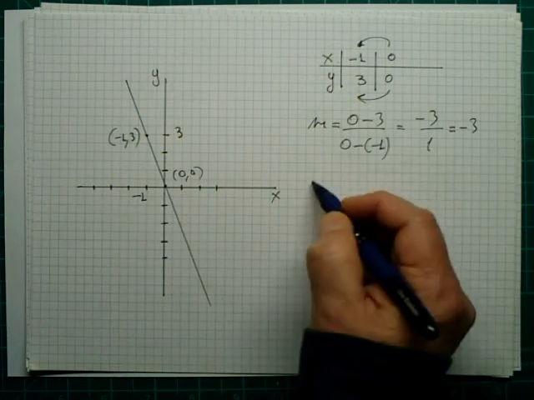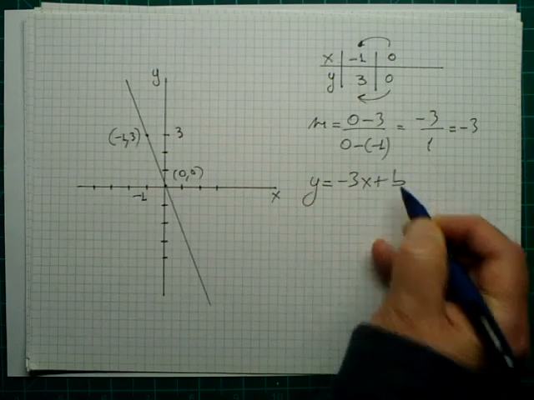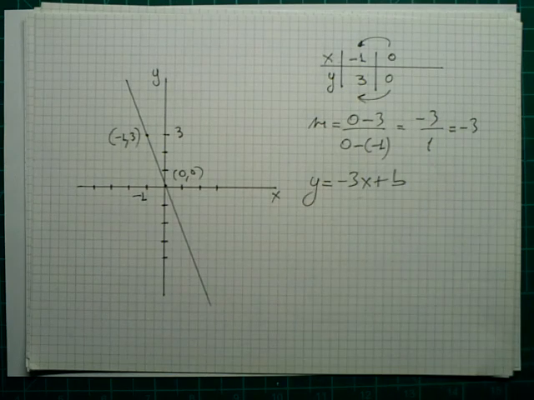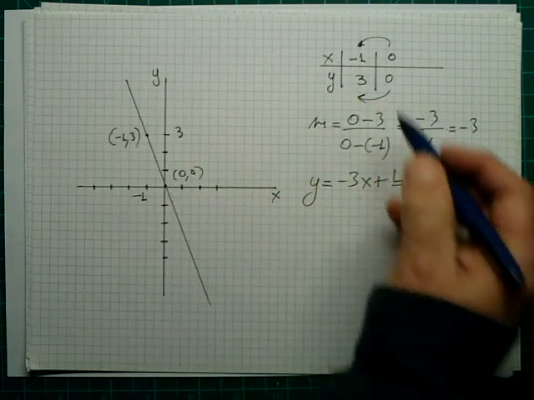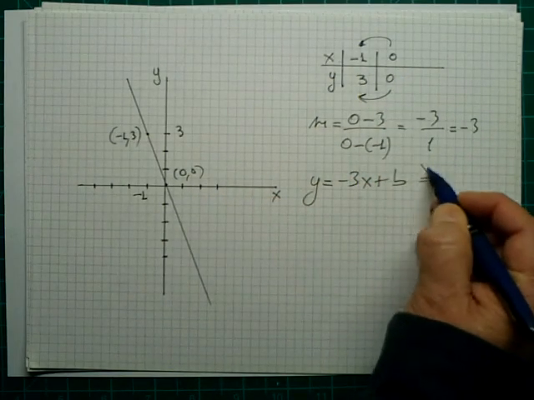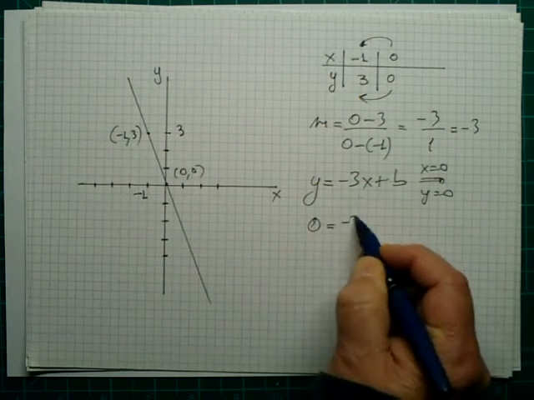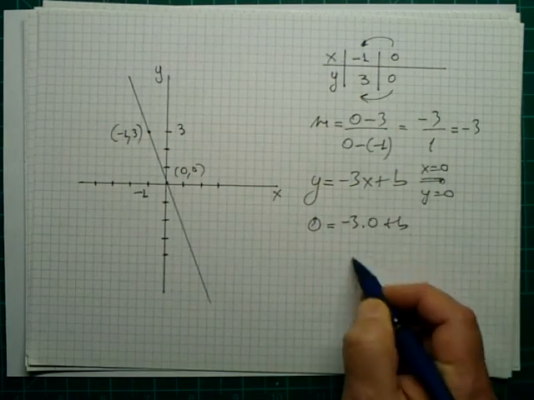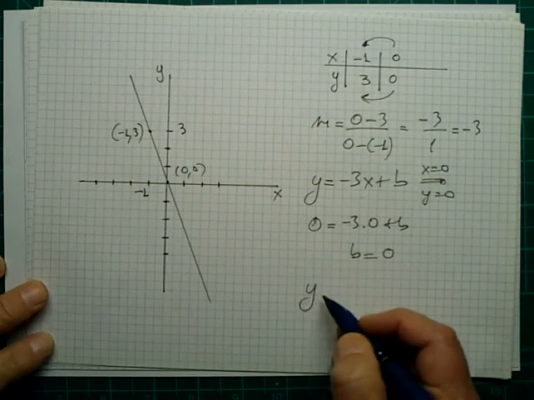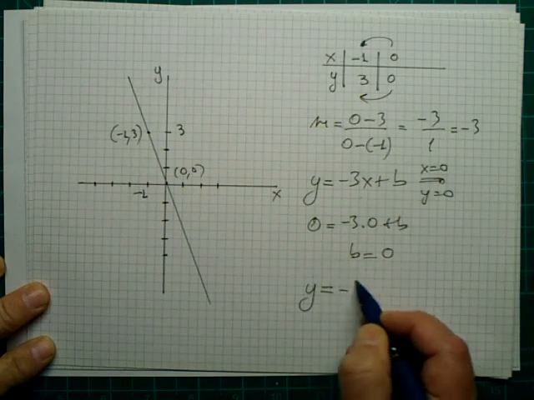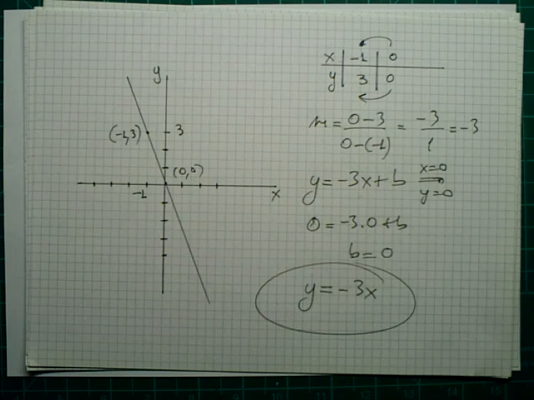Now let's find number b in y equals minus 3x plus b. I can substitute the easier coordinates, 0, 0, the origin. So 0 equals minus 3 times 0 plus b, which gives b equals 0. So our equation is y equals minus 3x. This is the equation of this line.